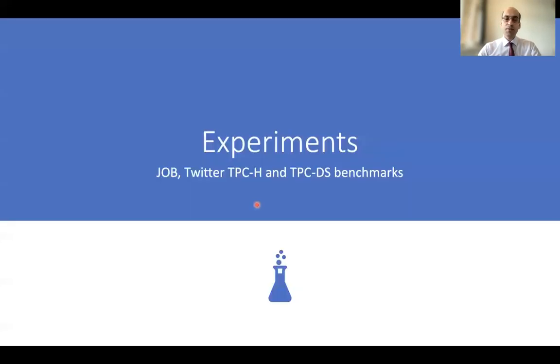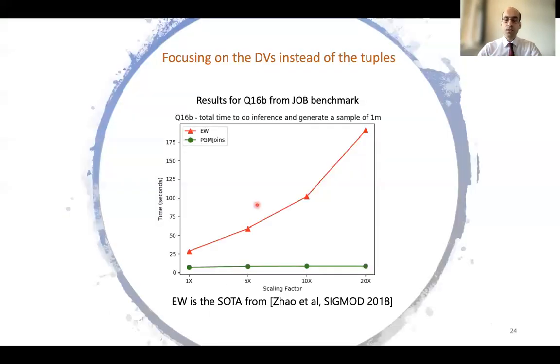For the experiments, we ran experiments on the JOB, Twitter, TPC-H, and TPC-DS benchmarks. You can refer to the paper for all the experiments, but here I will explain just some of them. This plot is for query 16B from the JOB benchmark. The x-axis is the scaling factor and the y-axis is the time in seconds. The green one is for PGMJoins, which shows its efficiency is fixed when we scale up the data. We replicate data, and the number of distinct values is fixed in different scaling factors, so the efficiency is fixed.